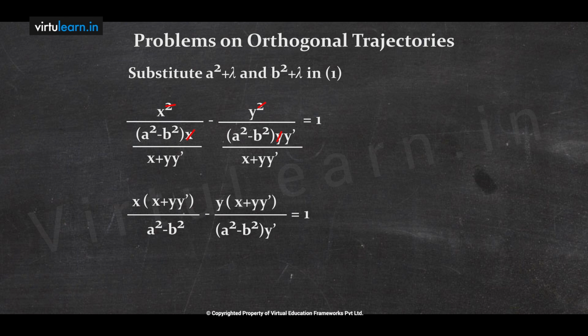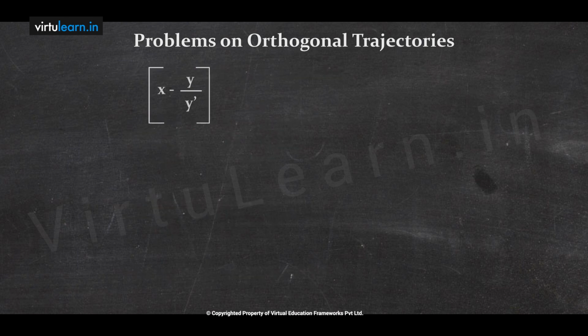Then here I will consider a square minus b square as the LCM, and again I will send that to the other side. Then directly I am writing here x into (x plus y dash) minus y by y dash into (x plus y dash) equals a square minus b square. I have taken 1 by a square minus b square as common, otherwise you can send a square minus b square to that side. Then here also x plus y dash is common, then it becomes (x minus y by y dash) into (x plus y dash) equals a square minus b square.